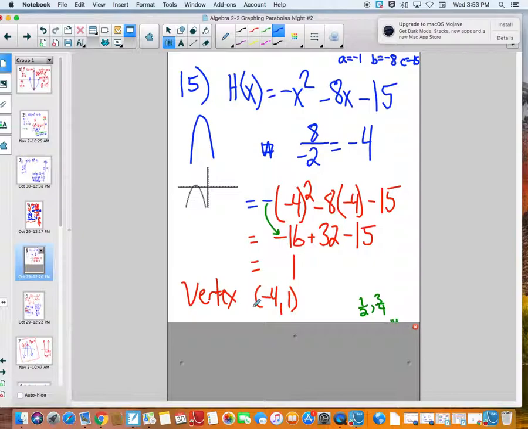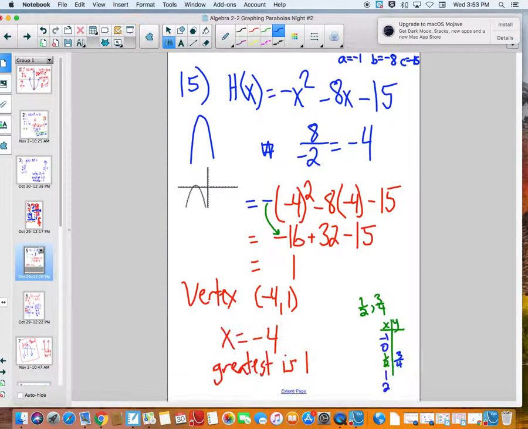So the vertex is (-4, 1). The x equals -4 is the axis of symmetry, but the greatest value is 1 because this parabola is going down.